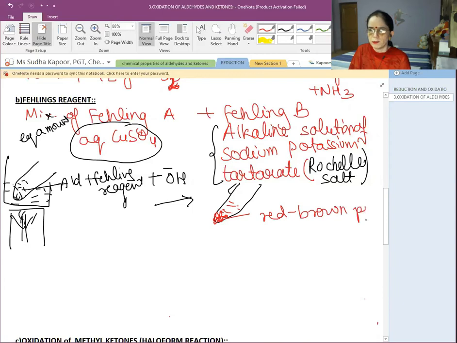So if a reddish brown precipitate is obtained after adding Fehling's reagent and the base to the aldehyde, this shows that the organic compound is aldehyde in nature. This reaction is not given by ketones.